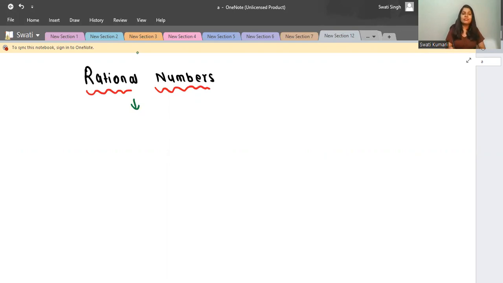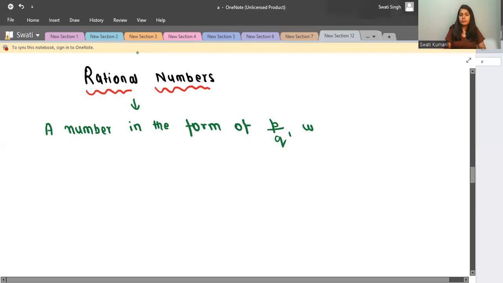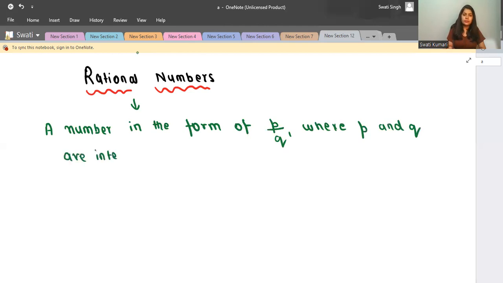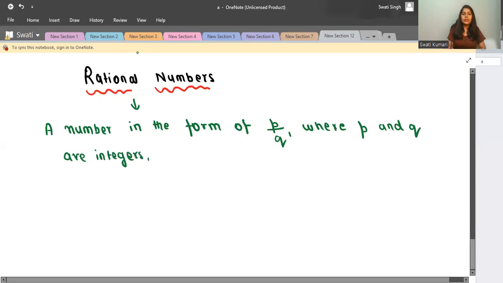So let us write down the definition first. What are rational numbers? A rational number is a number in the form of P by Q. You can say A by B, P by Q, anything you want. A number in the form of P by Q, where P and Q are integers, and also P and Q are co-prime.